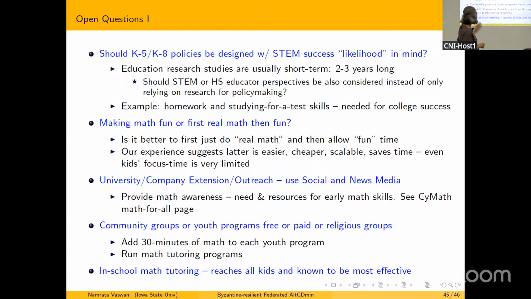And then, there are a lot of other ideas, but those are the open questions that I'll leave everybody with. And that's the end of my talk.